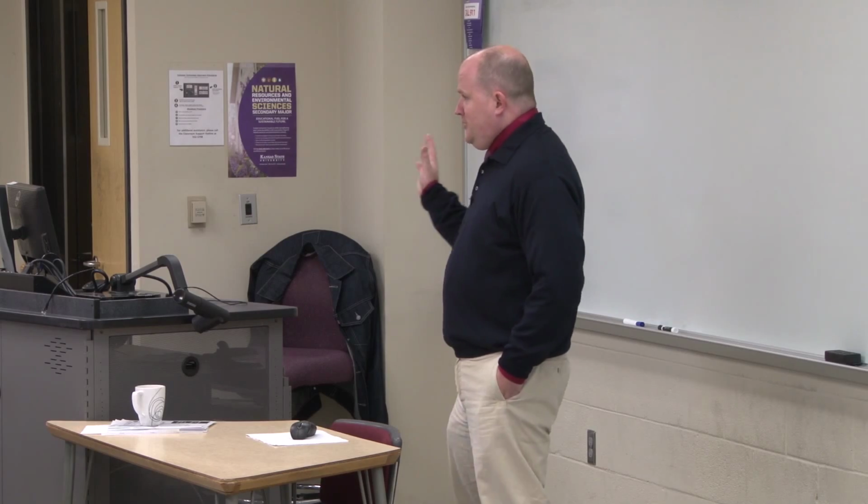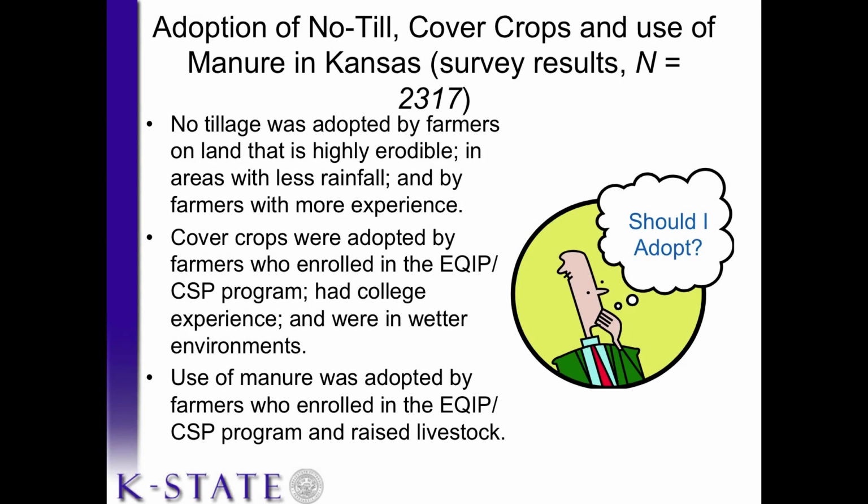And so what have we found? This was a survey we did in Kansas where we surveyed 10,000 farmers. We had about 24% respond back, taking account all the bad ones out, bad addresses, and so forth. And here's kind of the big picture takeaway. We found no tillage was adopted by farmers on land that is highly erodible, and so where we would expect it. Surprisingly, in areas with less rainfall, and that's primarily that soil water benefit, and by farmers with more experience.